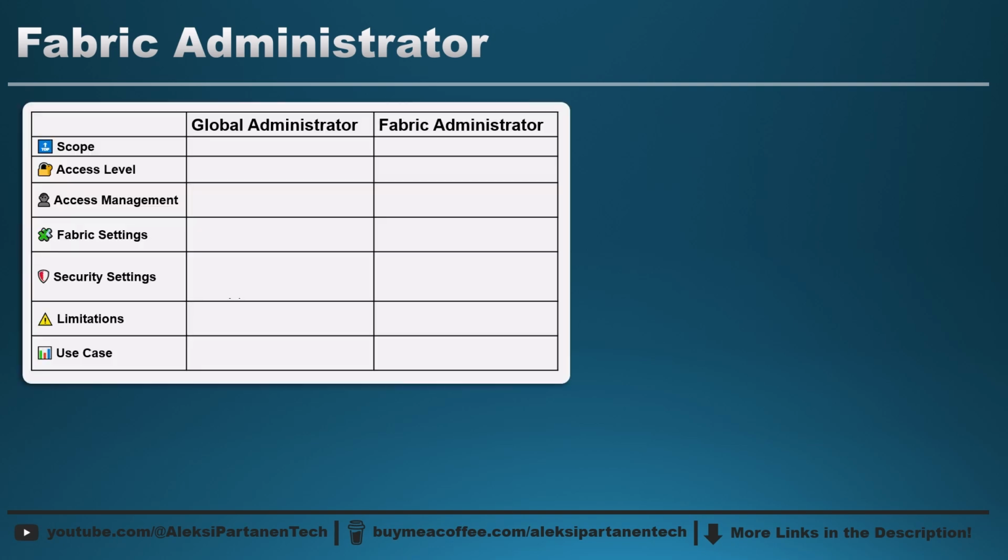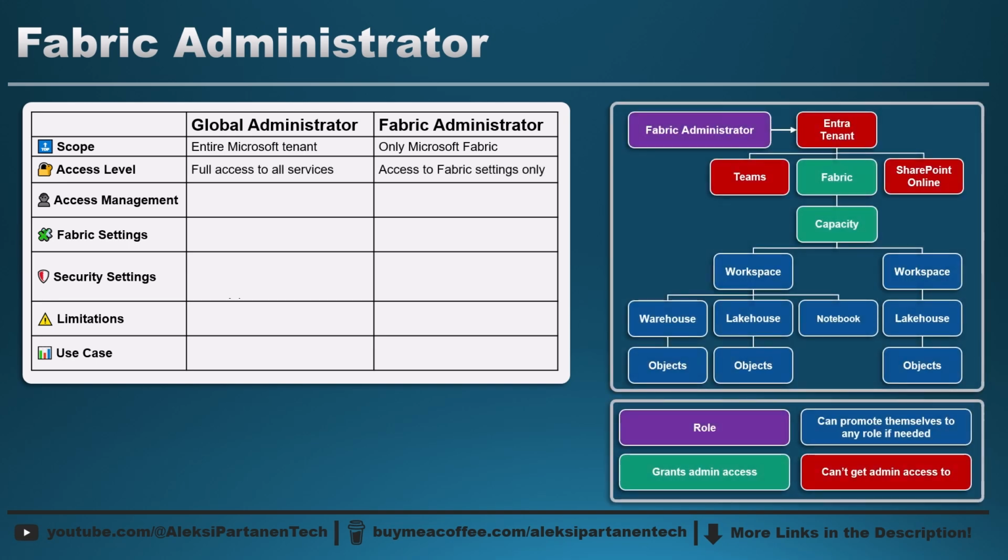Here I have a table comparing these two admin roles. First, scope. The global administrator has access to the entire Microsoft tenant. This includes all the services like Teams, SharePoint, Exchange, and Microsoft Fabric. In contrast, the Fabric administrator only has access to Microsoft Fabric. They do not have visibility or control over other services. Next, access level. Global administrators have full access to all services. Fabric administrators only have access to Fabric-related settings. Their permissions are limited to the data platform space.